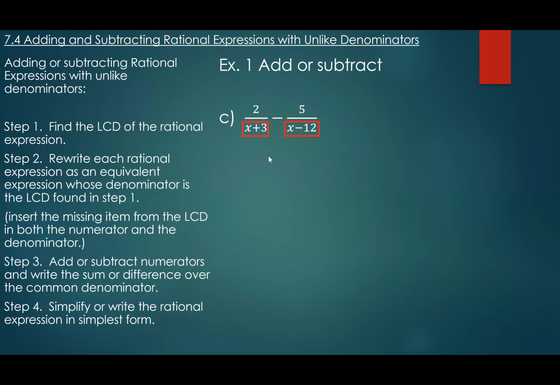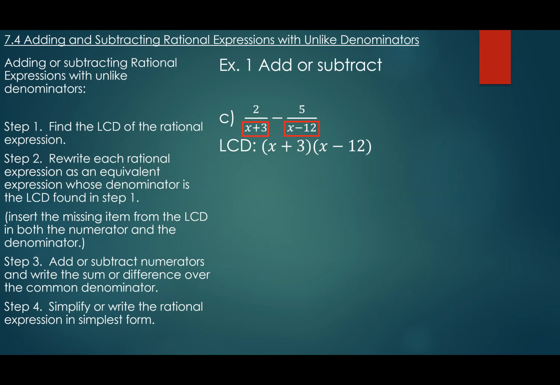To make it the same, we need to find the LCD. And the LCD is basically, all you do is take the two denominators and put them together. You have x plus 3 on one side, x minus 12 on the other side. You take the two denominators and smash them together, or basically multiply them. But you don't need to multiply them, you don't need to distribute them. You just put them together. So my LCD is x plus 3 times x minus 12.